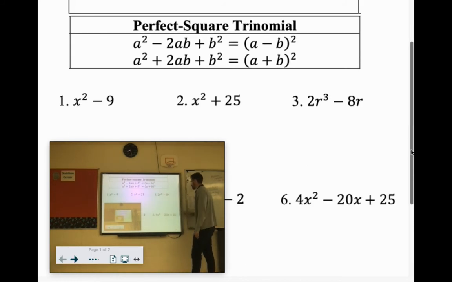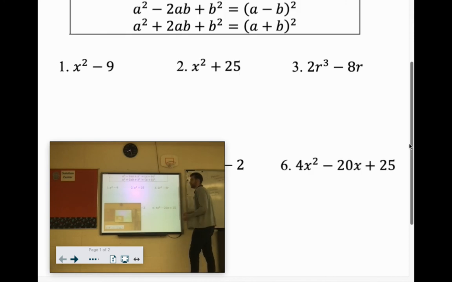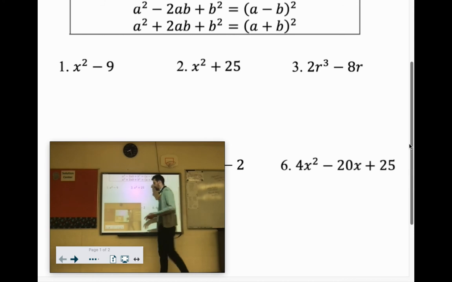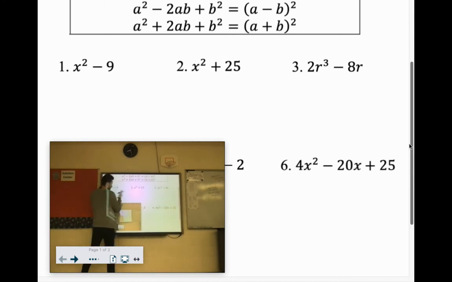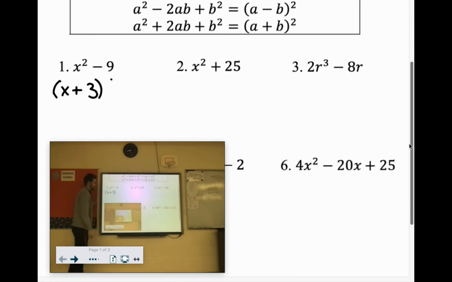Okay, there we go. x squared minus 9. There's just two terms there that we can square root. So all we have to do is square root each one of them, put one with a plus and one with a minus. x plus 3 and x minus 3. That's our answer, if it shows up soon.